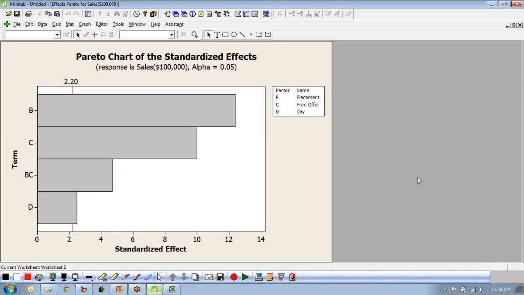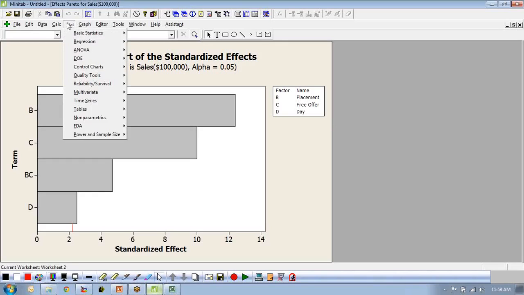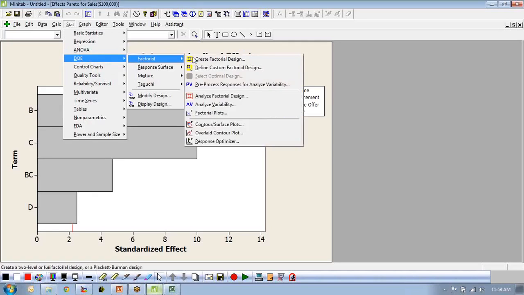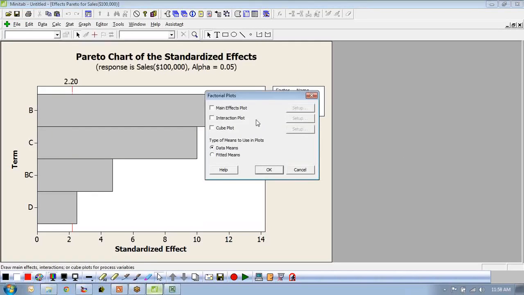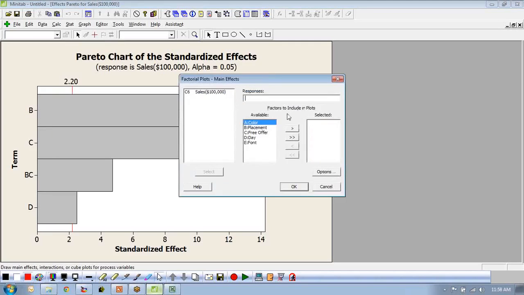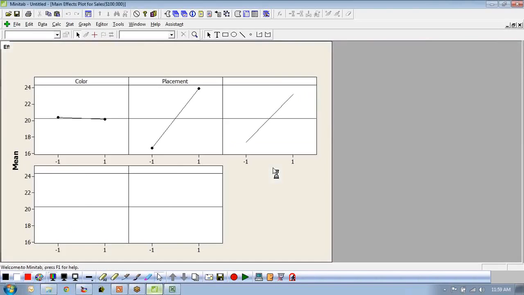That's interesting, right? So there's an interaction between whether we give a free offer and where we place it on the page. Let's take a look at what that interaction means. There's a good way of looking at that, and if we go to Stat, DOE, Factorial Plots, we can do main effects plots, which aren't that interesting, actually. They're not going to tell you anything we don't already know. Oh yeah, I have to select a response. Here's the main effects plot. This just tells me that placement and free offer are big compared to everything else. We already knew that.